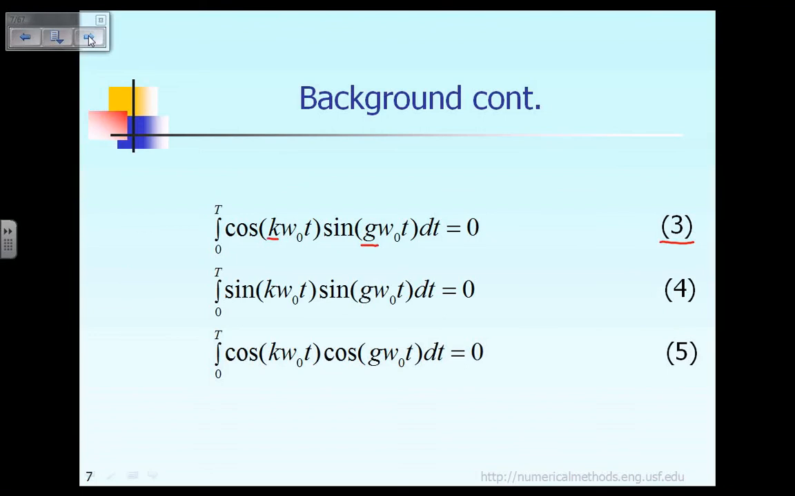Similarly, equation 4 says the integral of sine k omega naught t times sine g omega naught t dt equals 0. And again, this is the case for k and g different in general. Equation 5 says that the integral of cos k omega naught t times cos g omega naught t is equal to 0. So those are the 5 basic equations that I'm going to prove to you, in order to establish some useful relationships for future development.